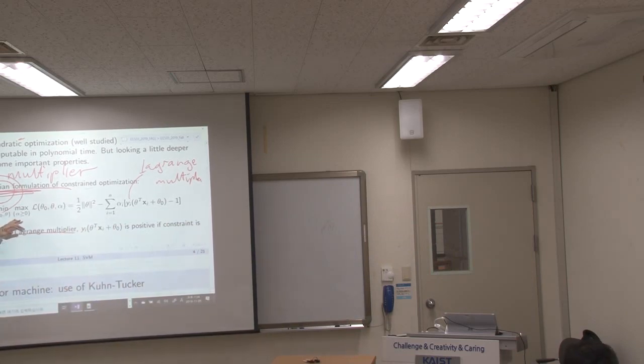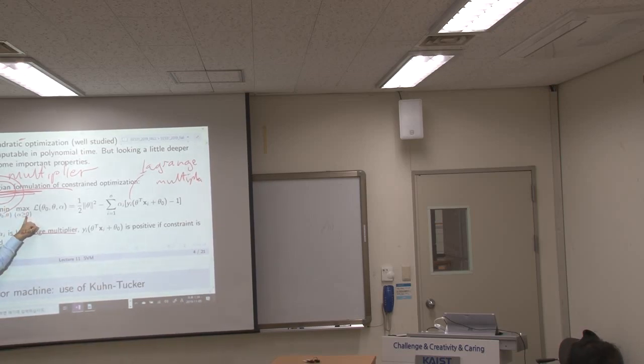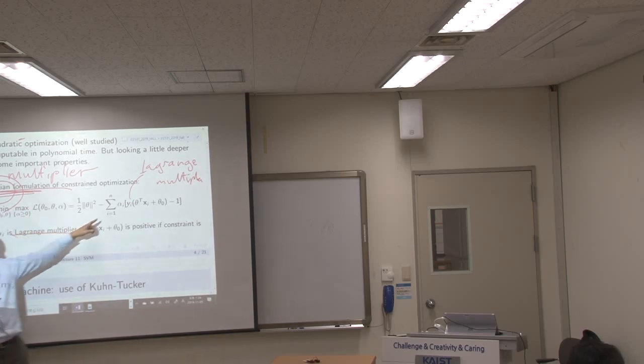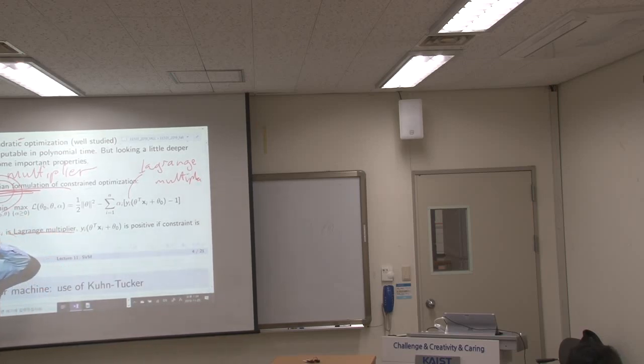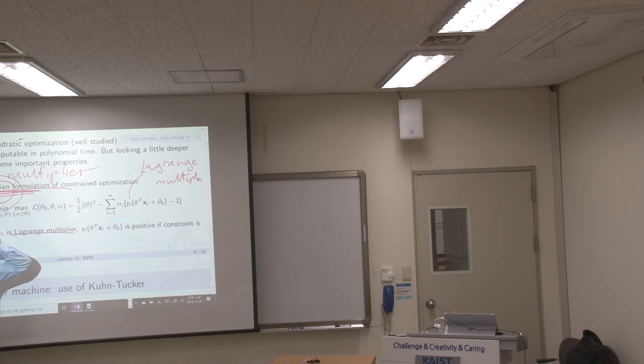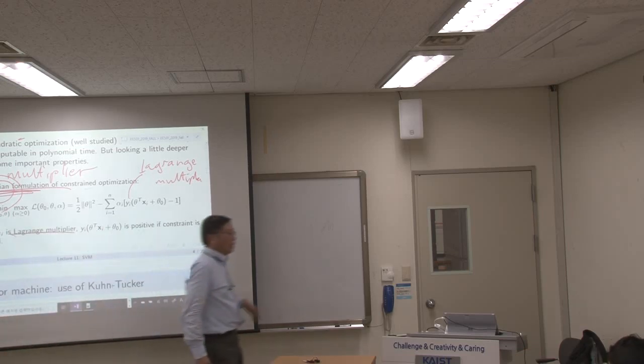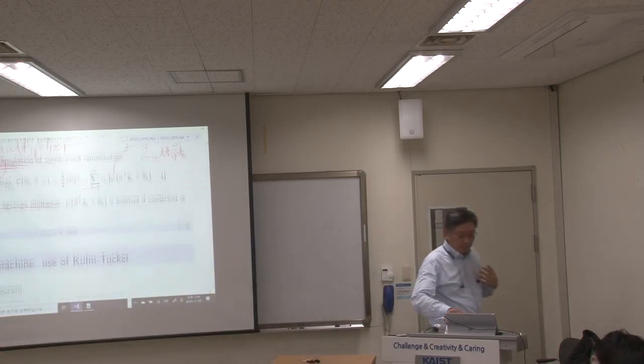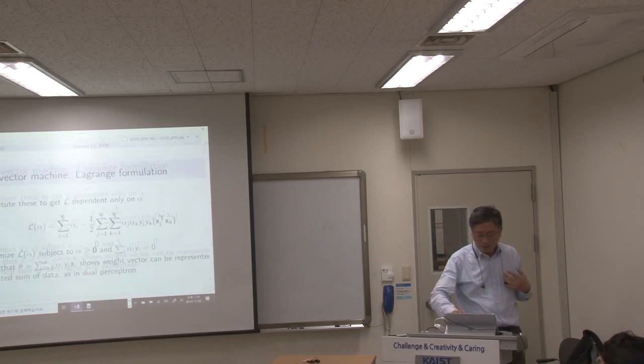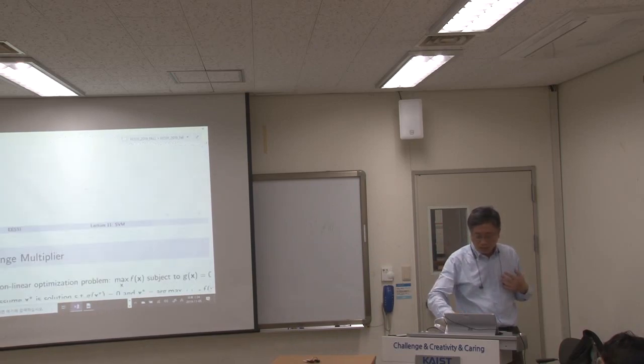I'm minimizing with respect to theta naught and theta, right? And I'm maximizing with respect to the Lagrange multiplier. Okay? And the Lagrange multiplier here is assumed positive. Let's see. Do I have?